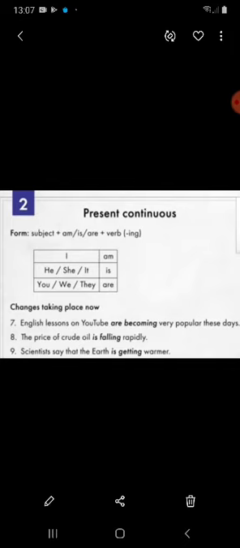So remember that the present continuous tense is used to talk about actions happening now, or about temporary activities, or the changes that are taking place. So I hope present continuous tense is also clear to you.